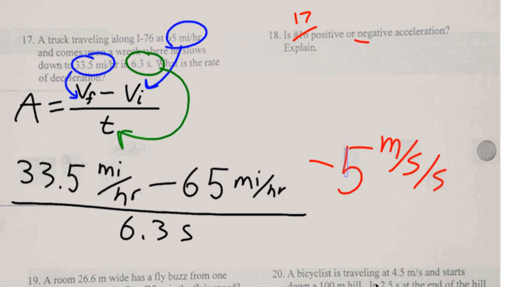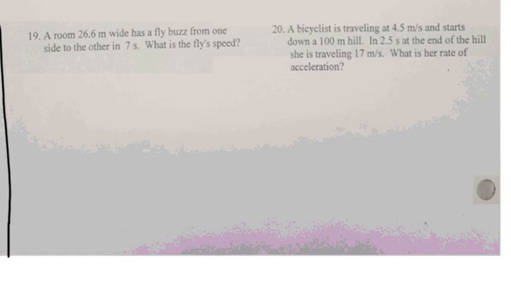Once again, number 19 is asking you to be thinking a little bit critically. It says a room 26.6 meters wide has a fly go from one side to the other in 7 seconds. What is the fly's speed? You do not need to know the direction because it's a speed, not velocity. We need to know distance divided by time. Our distance in this case will be 26.6 meters, and our time will be 7 seconds.